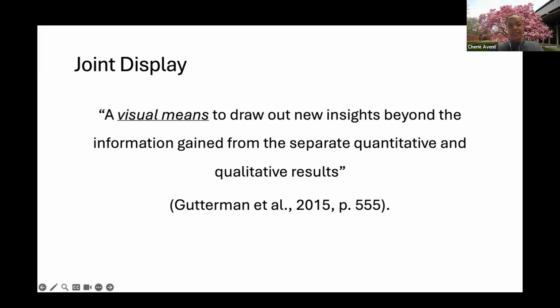At its simplest form, I like to think about how we can create a table that helps us see between these two pieces, and what the specific domains or concepts are that we're looking at for each. One of the best ways to learn more about joint displays is to show you a short video clip by Dr. Michael Fetters as he talks about building a joint display. If you just give me one moment here.